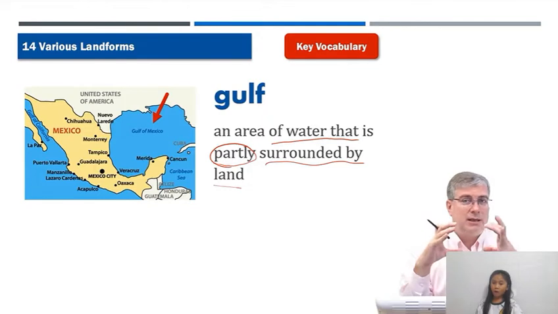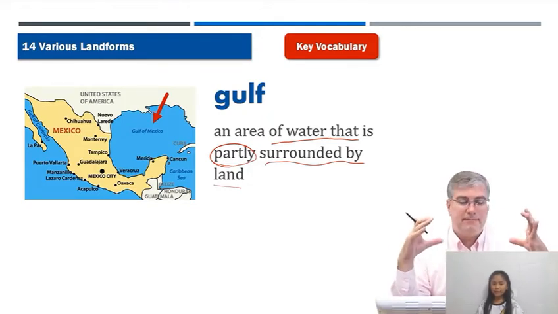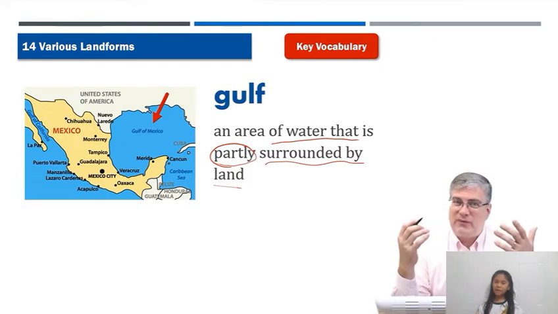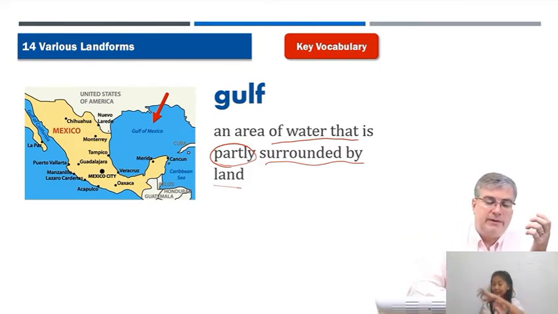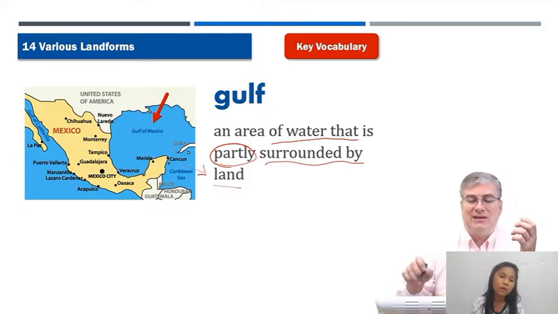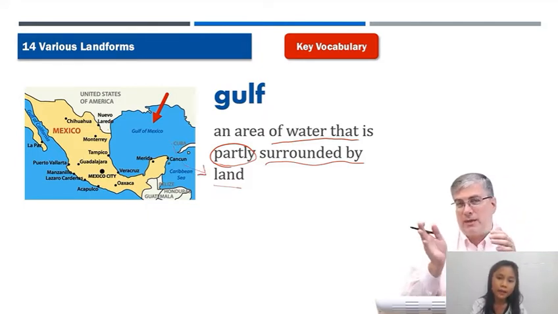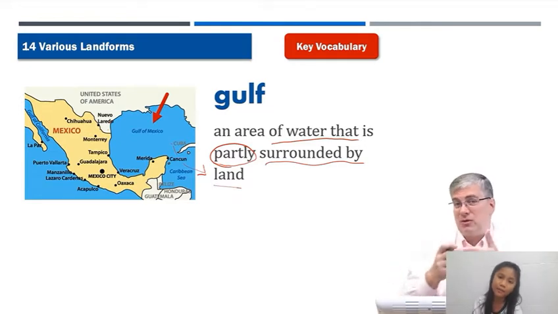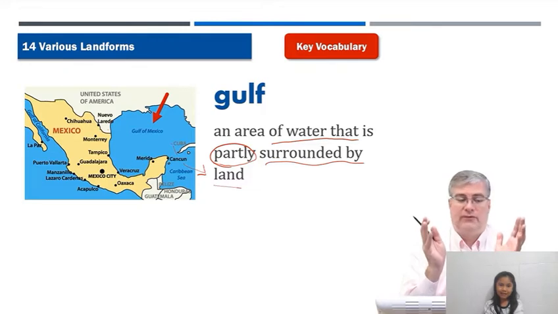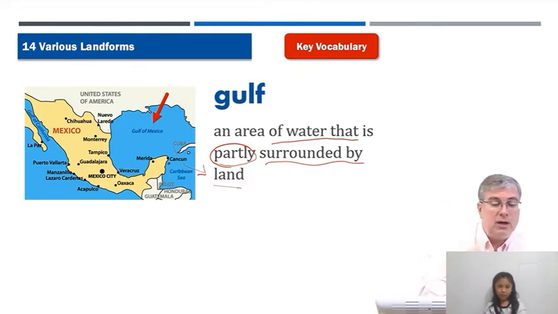Such as this one. And inside of those gulfs, they can usually make lakes, ponds, right? But usually it will be connected to the ocean by a small part, by a small piece. Here's the Gulf of Mexico, right? You can see it is open to the Atlantic Ocean. There's no land between them.